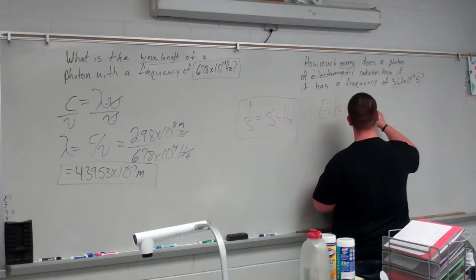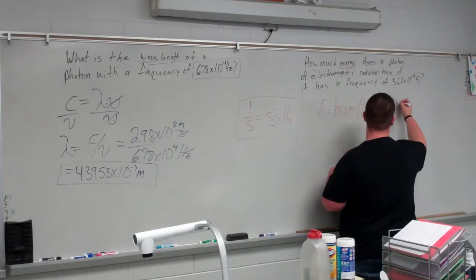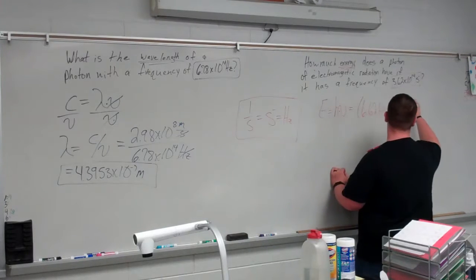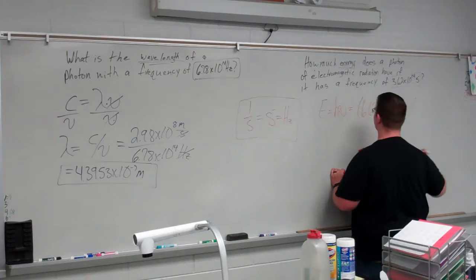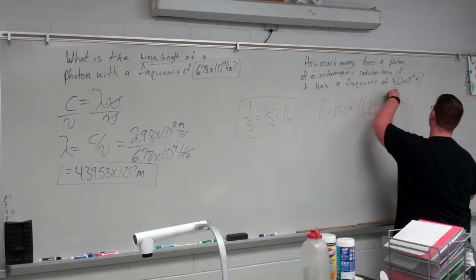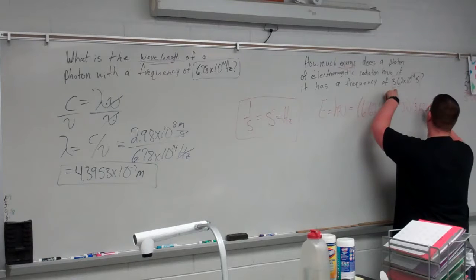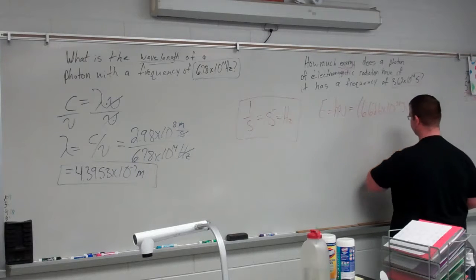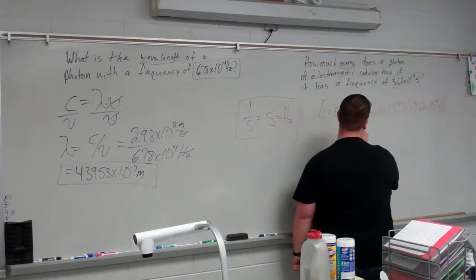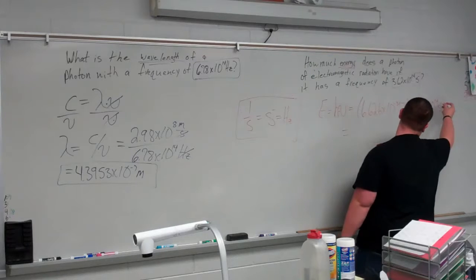So, 6.626 times 10 to the negative 34th joule seconds times frequency, which in this case is 3.62 times 10 to the 14th inverse seconds. In this case, seconds and inverse seconds cancel.